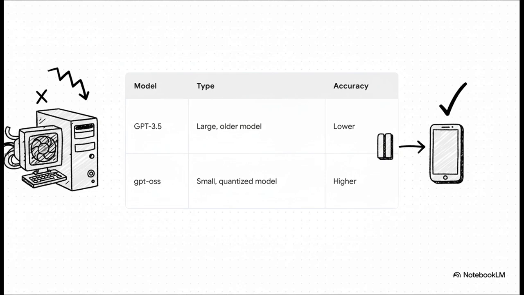Now this slide is where it gets really interesting, because it kind of flips everything we thought we knew on its head. You see GPT 3.5 on the left? That's a massive, older model. But look at the right. That's a much smaller, newer model that's been quantized, which is just a fancy way of saying it's been cleverly compressed, kind of like zipping a file to make it smaller and faster. And check out the results. The smaller, smarter model is actually more accurate than the giant, older one. This is a total game changer. It means we can finally fit incredibly powerful AI right onto the devices in our hands.